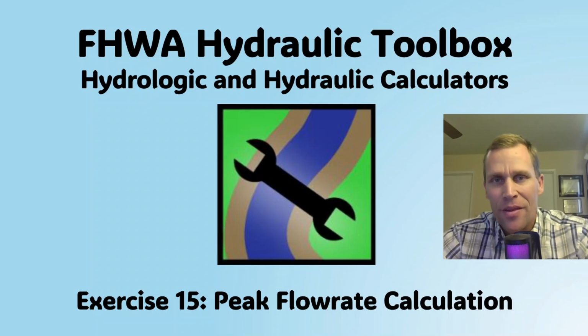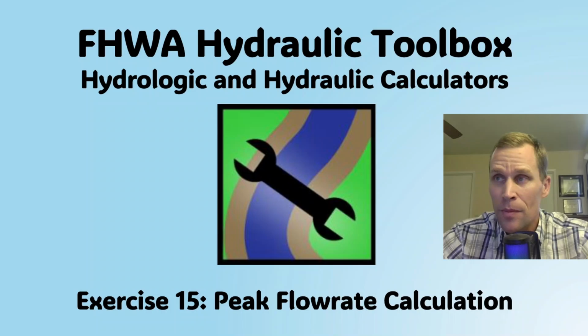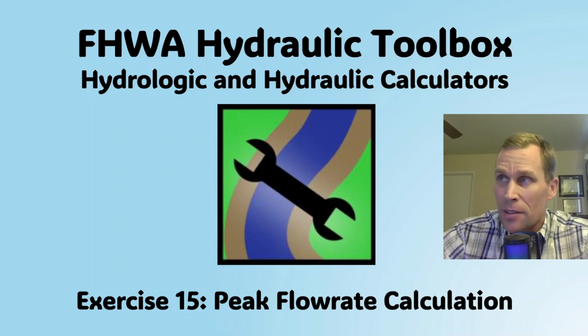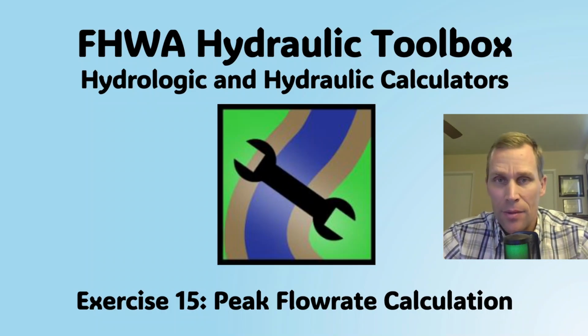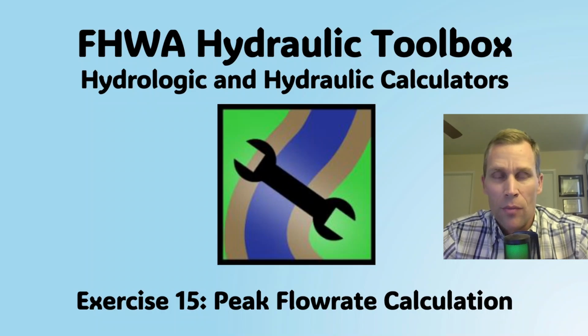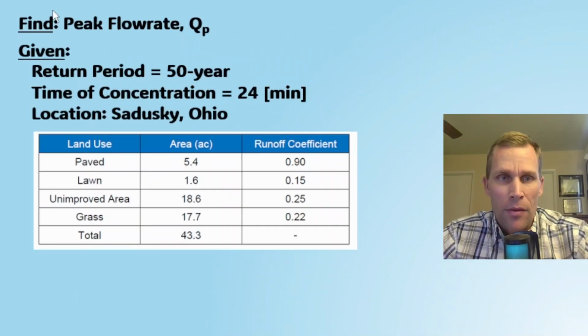Welcome and hello. This is a video exercise using the FHWA hydraulic toolbox, and in this exercise, I'm titling it Peak Flow Rate Calculation. So we're going to be using the rational method calculator to determine the peak flow rate. And then on the screen here is the data. Specifically, what we're trying to find is the peak flow rate, Q sub P.